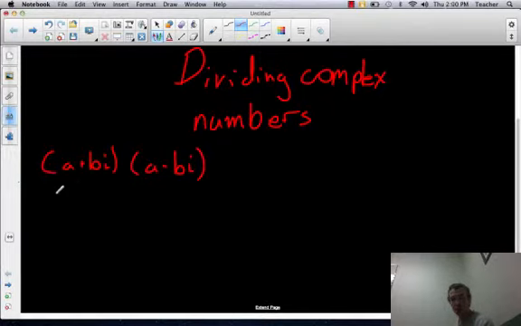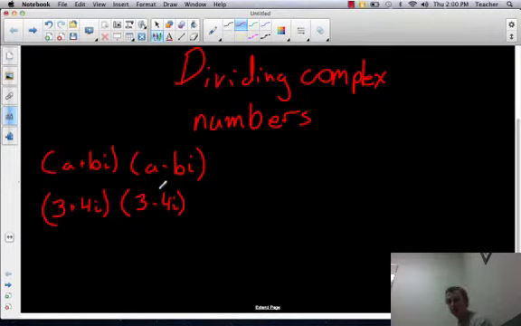So for example, let's go 3 plus 4i. The complex conjugate for this is going to be 3 minus 4i. It's incredibly simple. All you do is you change this plus to a minus. Now, why is this going to be important? Well, of course, I'm going to be getting to that.